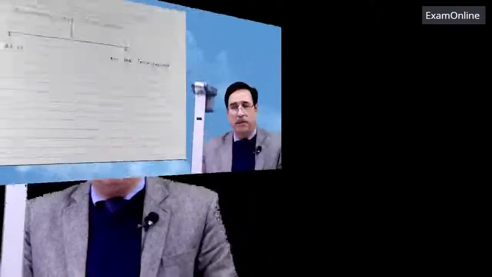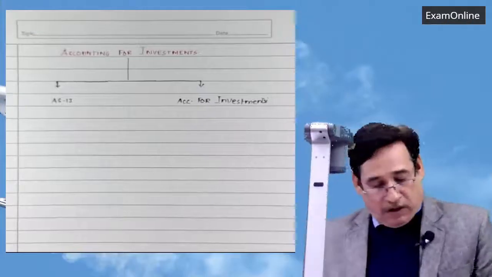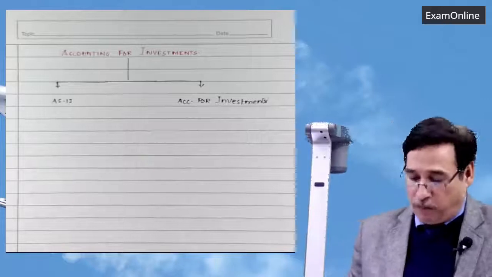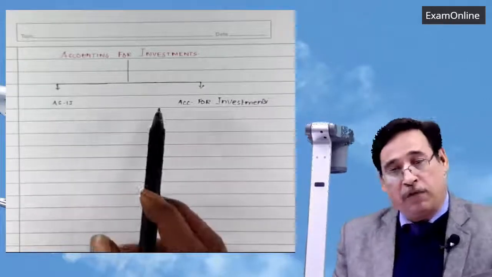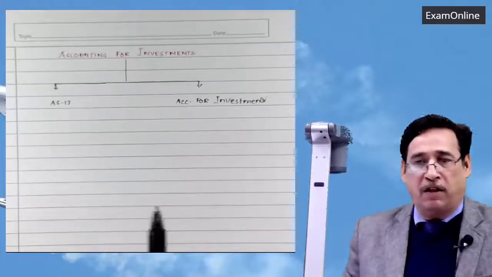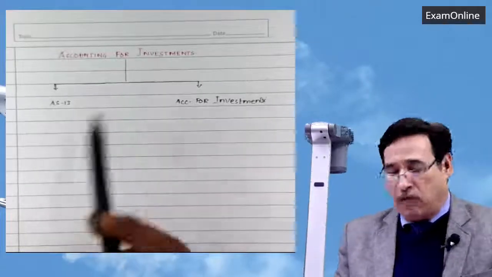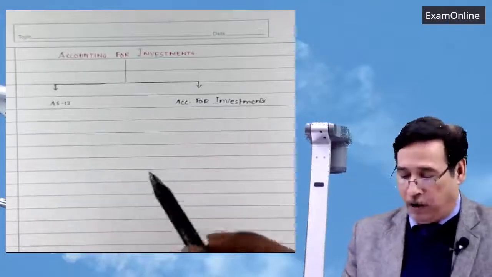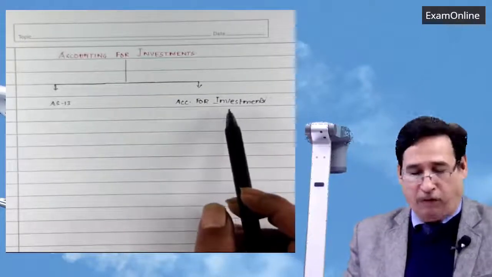So without wasting much time, we come directly to the business end. Here we go. As you can see on your screens, I have already written Accounting for Investment. This is the chapter which we are going to pick up. In this chapter, there are two broad segments, because there is AS 13 also. AS 13 deals with accounting for investment, so we are going to cover AS 13 along with this chapter itself, and of course accounting for investments.